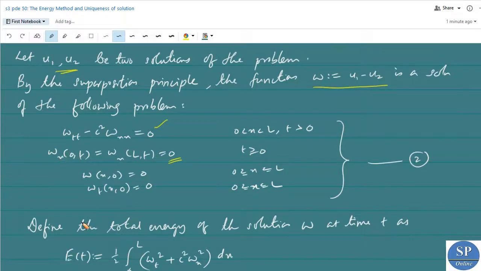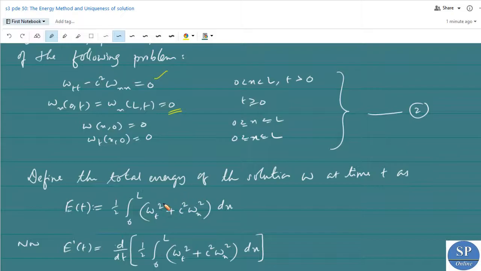Okay, so now define the total energy of the solution w at time t as E(t) equal to 1 by 2 times the integral from 0 to L of w_t squared plus c squared times w_x squared, dx. That is, we are defining the total energy of the solution w of this problem as E(t) equal to this 1 by 2 integral from 0 to L of w_t squared plus c squared w_x squared dx.